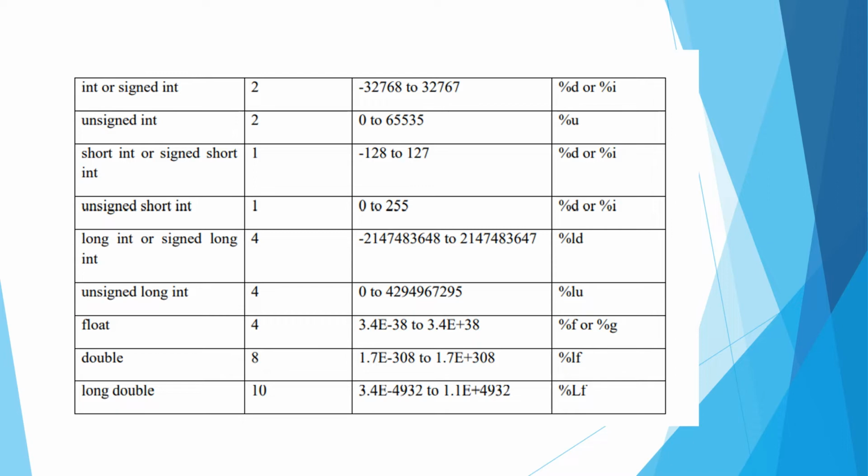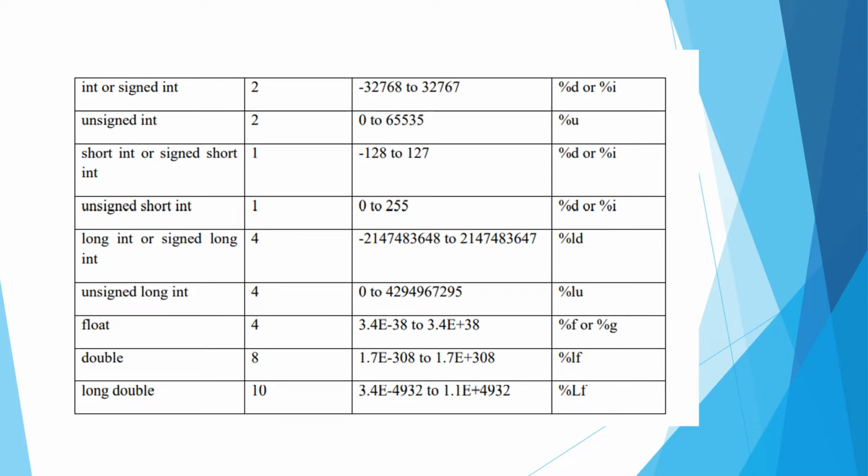Control string is %d or %i. The size is a 1 byte memory location, and the range is from 0 to 255. Then %d and %i are control strings. Here the size of long int and signed long int is 4. Unsigned long int is also of size 4.